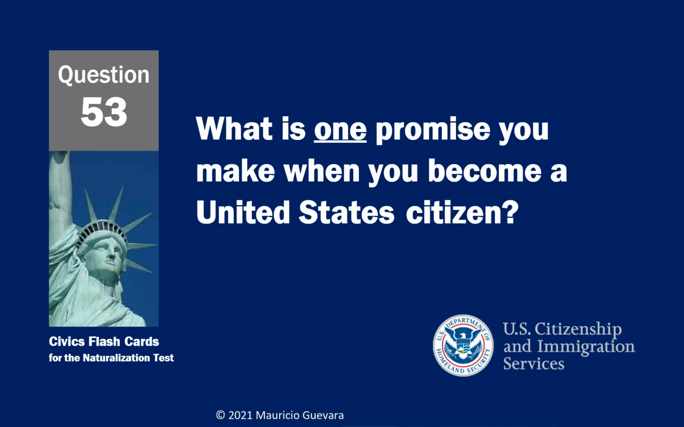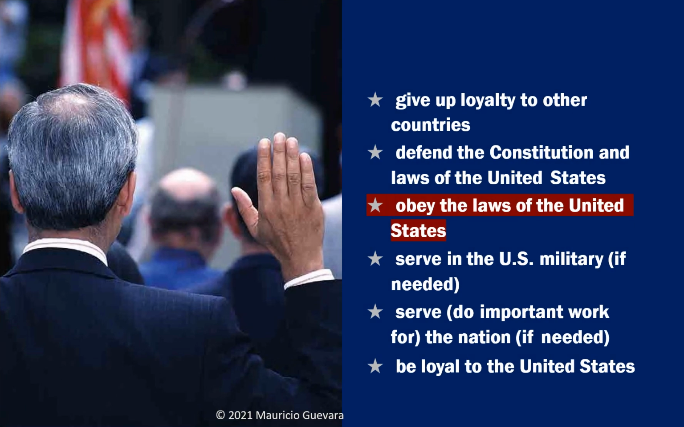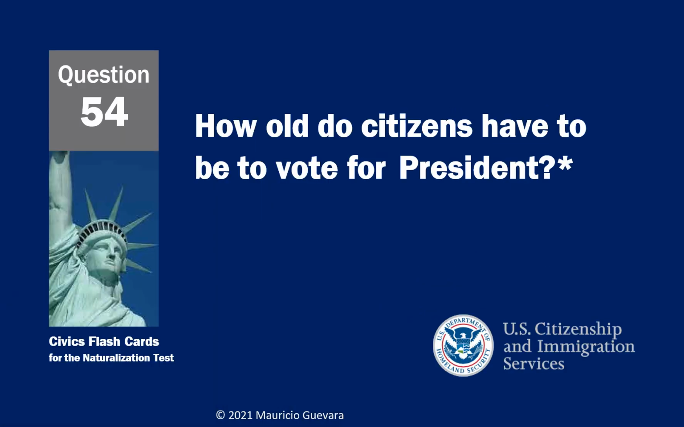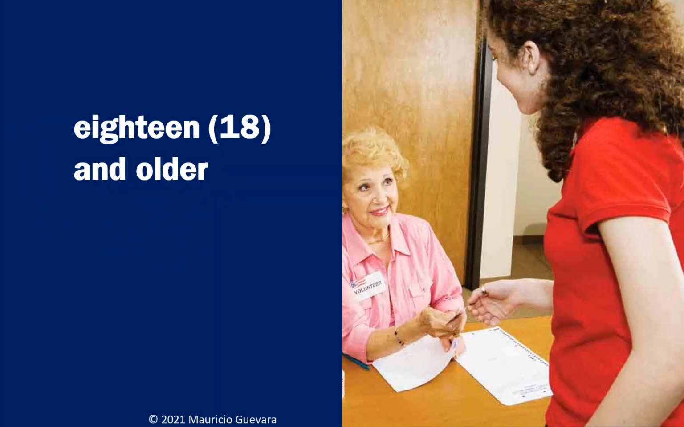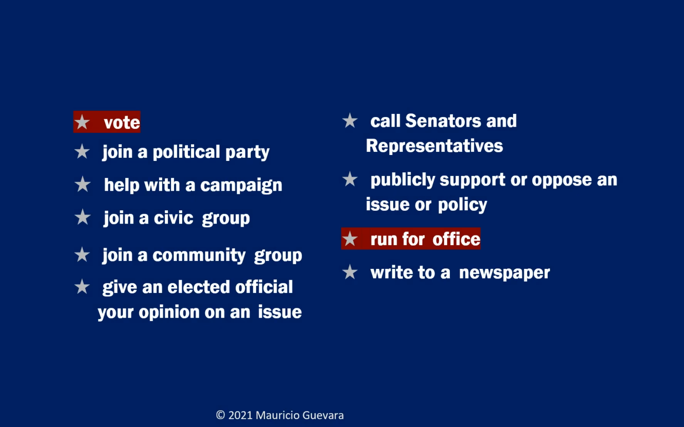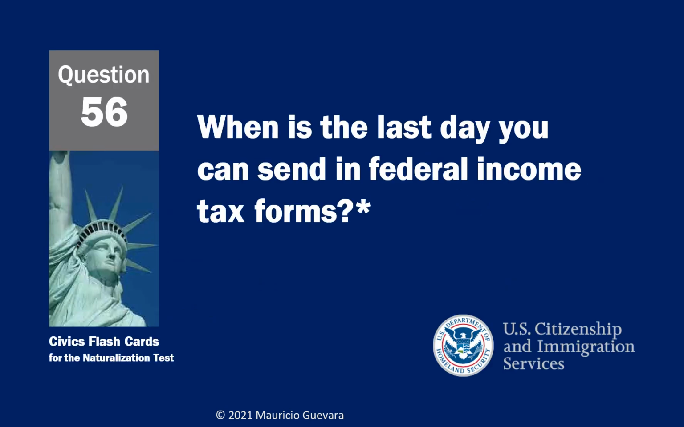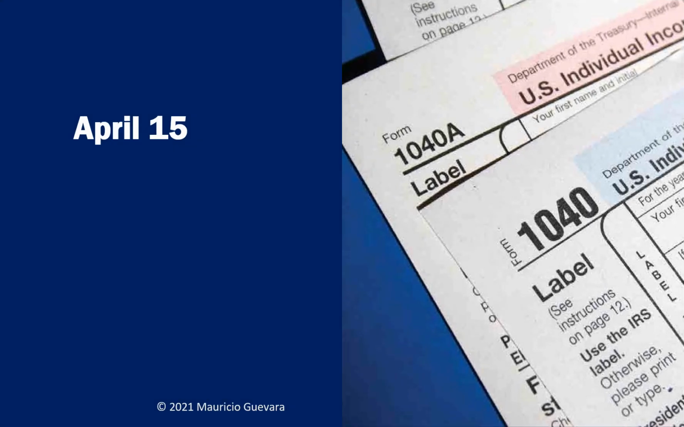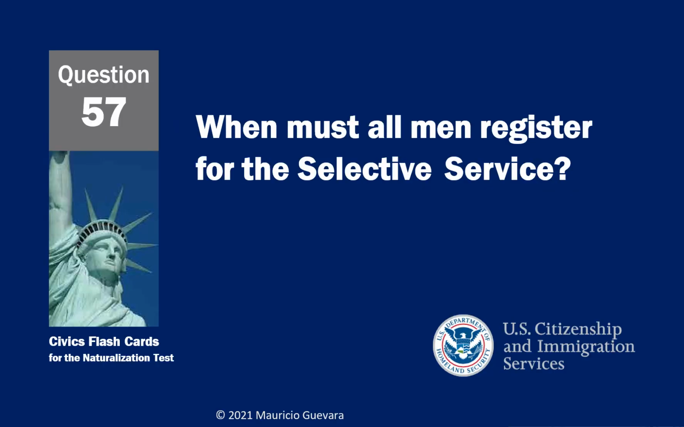What is one promise you make when you become a United States citizen? Obey the laws of the United States. How old do citizens have to be to vote for president? 18 and older. What are two ways that Americans can participate in their democracy? Vote. Run for office. When is the last day you can send in federal income tax forms? April 15th.